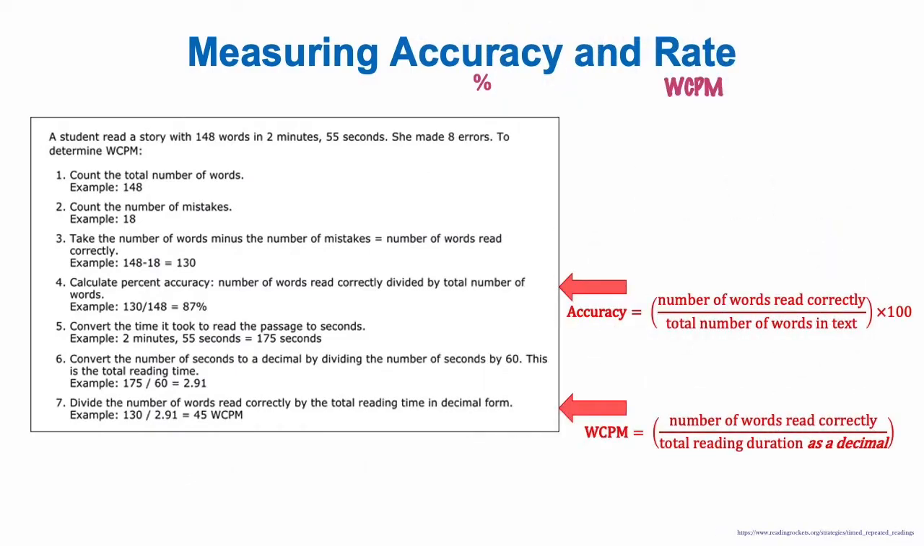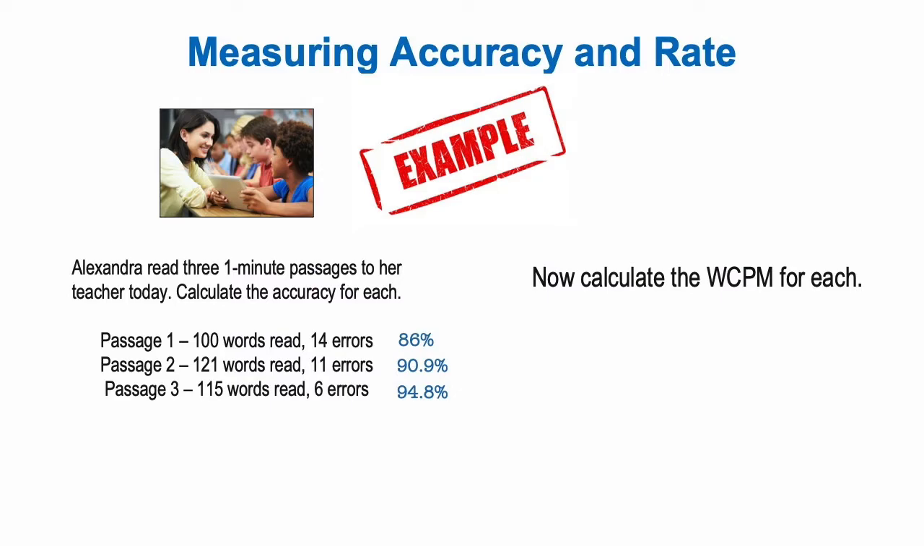We have already discussed how to calculate reading accuracy as a percentage. Now, we'll work on measuring reading rate using words correct per minute. Let's return to our fictional student, Alexandra, and the data we've already collected about her reading accuracy. The first step is to convert the total time it took Alexandra to read the passage to a decimal so we can use it in our calculation.